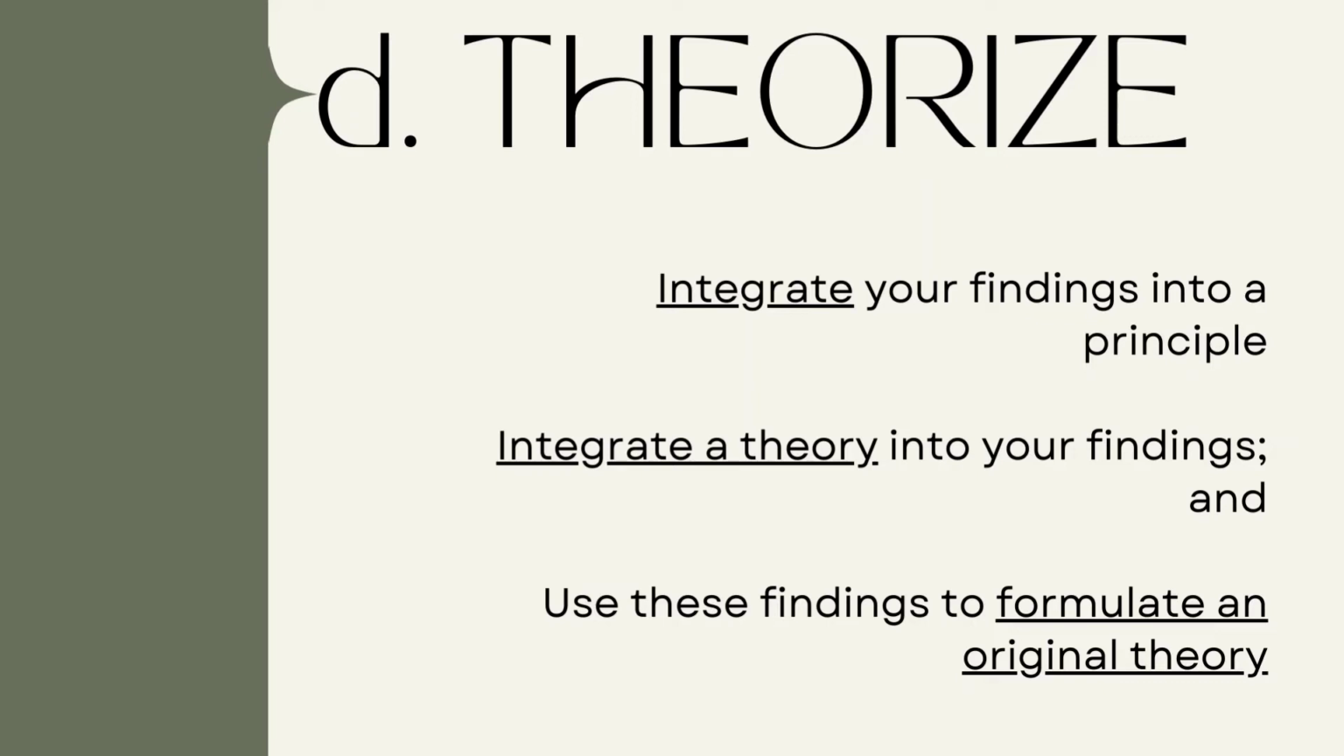Second is to integrate a theory into your findings, in order for you to propose explanations of the underlying causes or influences observed in the data gathered. And then, use these findings to formulate an original theory, if possible.